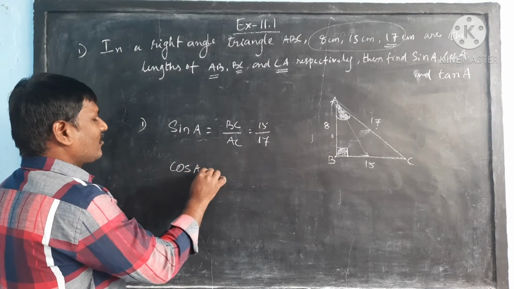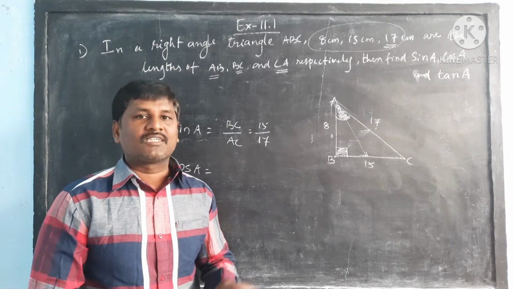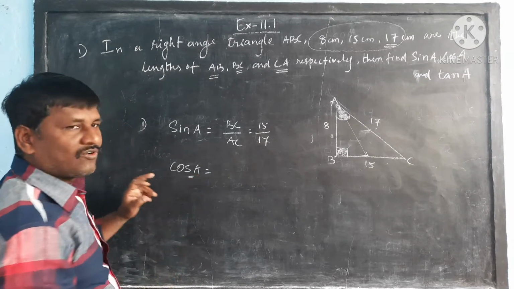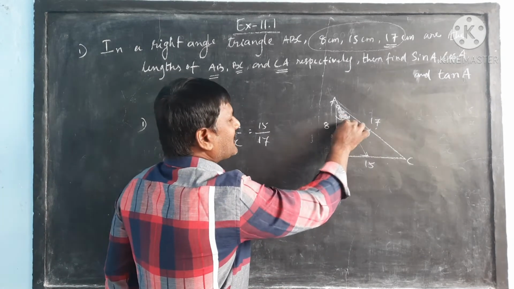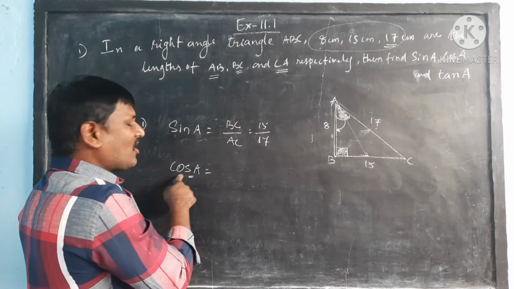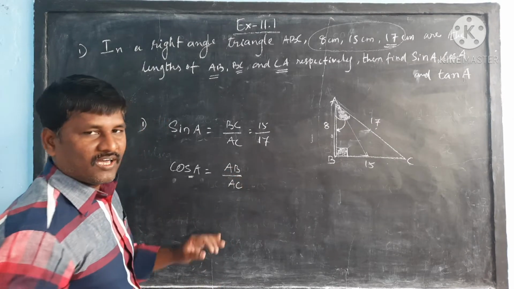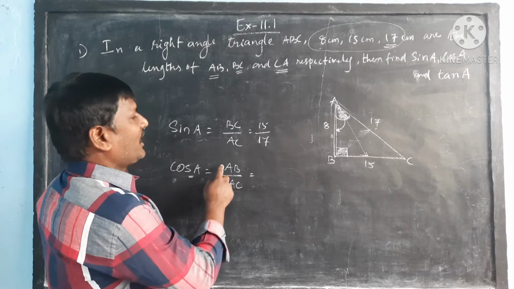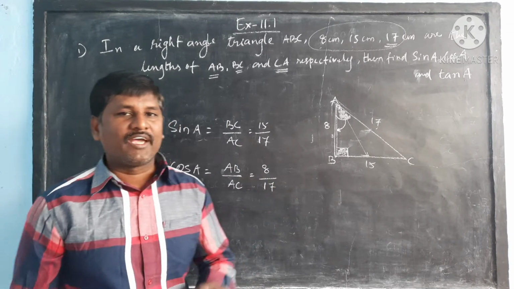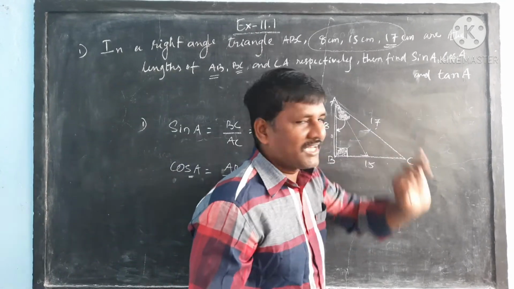We know that cos A is equal to the side adjacent to angle A by the hypotenuse. What is the adjacent side to angle A? The adjacent side is AB and the hypotenuse is AC. That means cos A is equal to AB by AC. Now substitute the values: AB is equal to 8 and AC is 17. Therefore, cos A is equal to 8 by 17. Understand? Now let us see the last one, that is tan A.